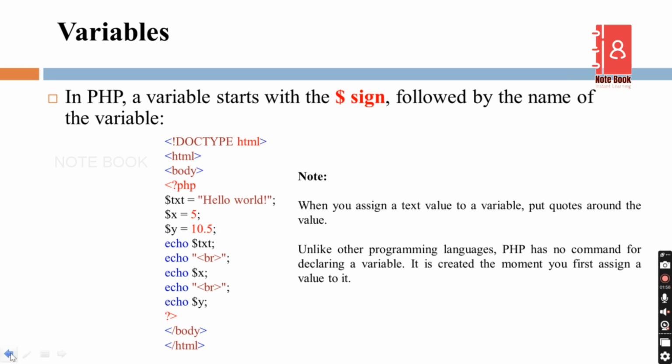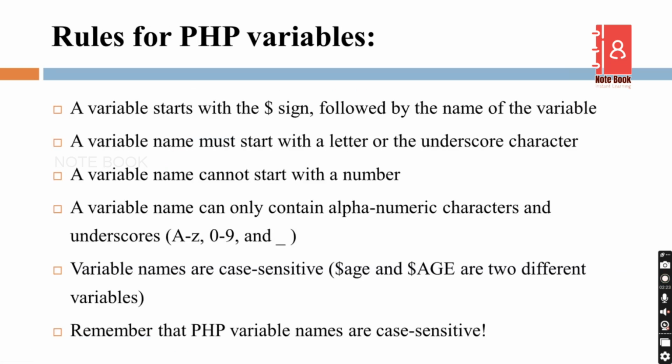Unlike other programming languages, PHP has no command for declaring a variable. It is created the moment you first assign a value to it. So directly we can assign a value to a variable immediately when it is created. We do not need to declare a variable first and then use it. We can declare it and directly assign the value to the variable.